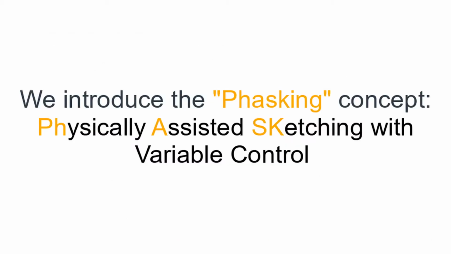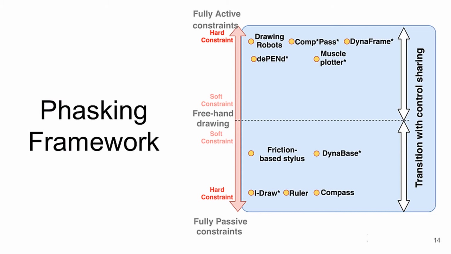To explore the use of active force feedback in paper sketching, we present the phasking concept. We introduce the phasking framework, which provides a fluid transition of control sharing from assisted to freehand drawing, making use of different types of constraint. In active constraint, a force field draws the user in a particular direction or rate, and requires an active force feedback device. It always entails active guidance.